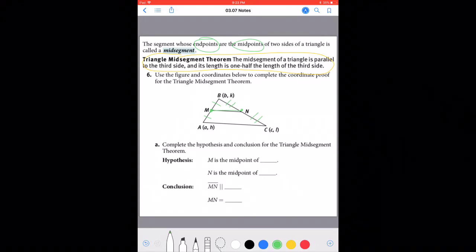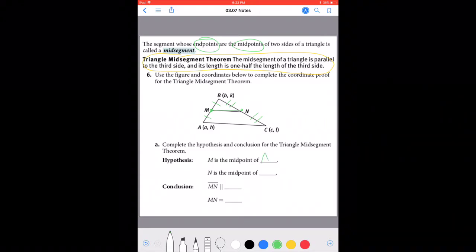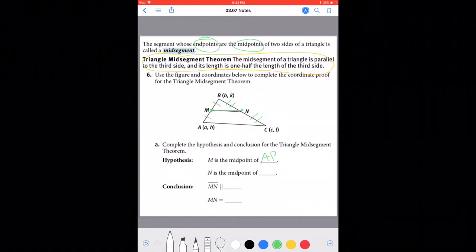You're correct. M is the midpoint of AB. Remember to put that line segment symbol on top. Next, N is the midpoint of which side? Correct. N is the midpoint of side BC. Alright, so that's the hypothesis of our theorem.